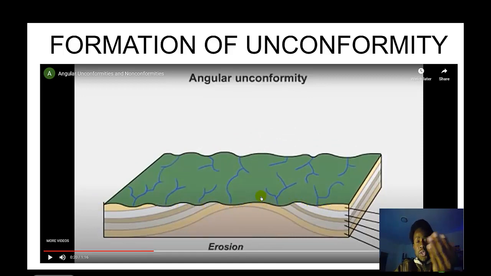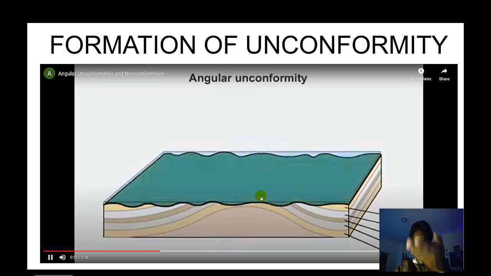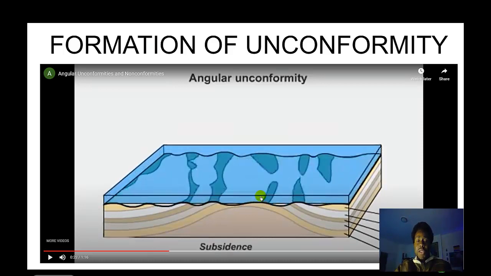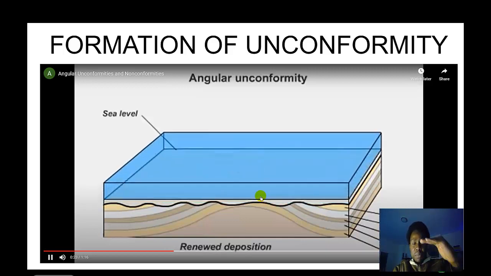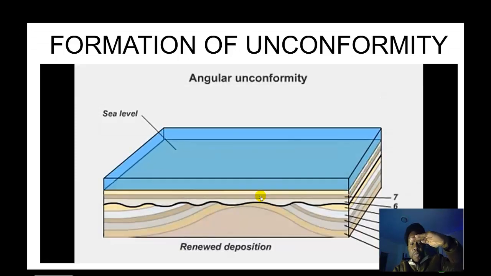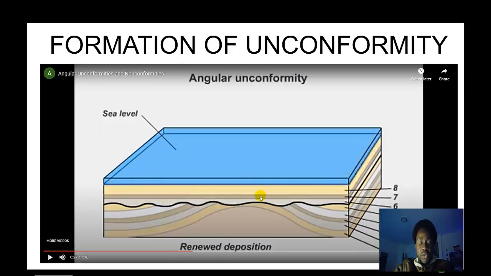So after that erosion, there is subsidence, which means that part of the earth sinks back into the bottom of the ocean or sinks back below sea level, and water begins to gather on top again. And then once water is on top, new sediments begin to form on top of it. So a lot of new sediments begin to form on top of it.